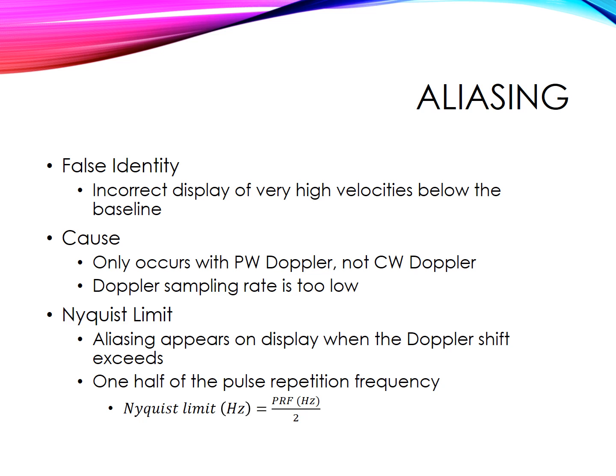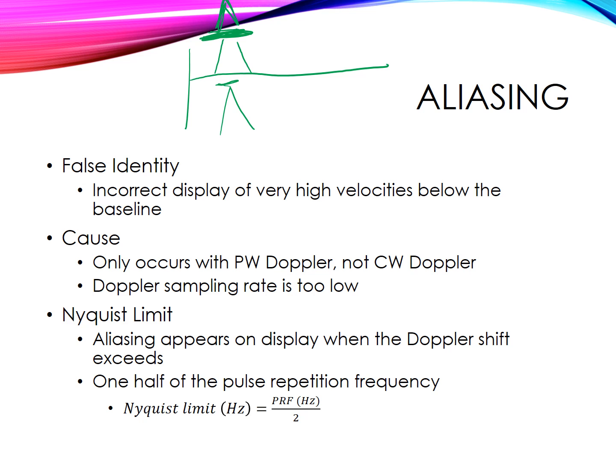As we have our baseline here and we reach our Nyquist limit at the top here, anything above our Nyquist limit is going to be redisplayed below the baseline. This is a false identity. Technically, this would be a negative number, even though it really should just be up on top of where we were. This happens only with pulse wave Dopplers. It does not happen with continuous wave Doppler. And it happens because the Doppler sampling rate is too low.